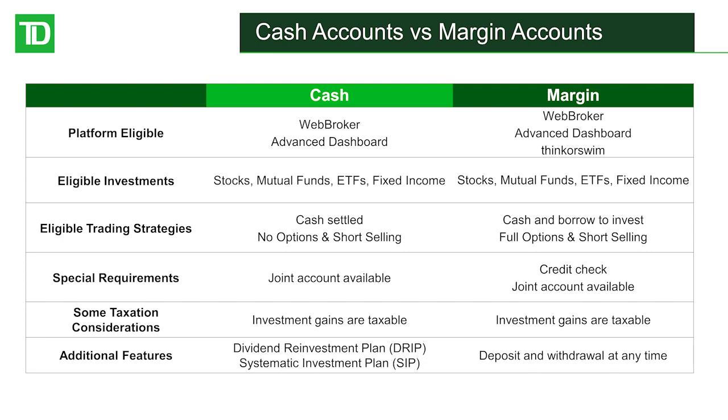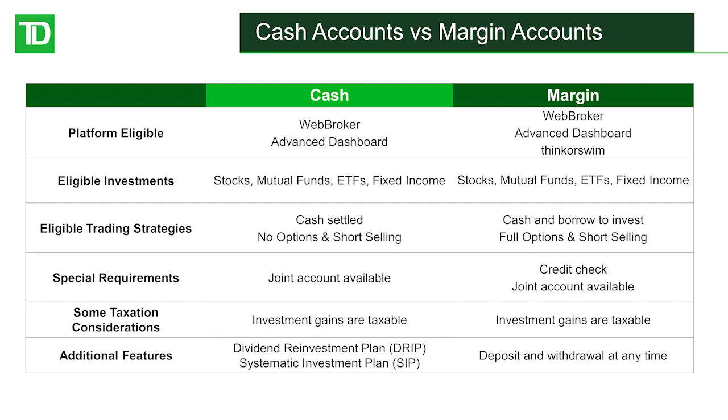So, for example, with a cash account, clients who set it up are able to invest in stocks, mutual funds, exchange traded funds, fixed income. The benefit with the cash account is that it is cash settled. Clients use their own cash to invest, and you're able to open joint accounts with anybody in your household. The part that makes it non-registered is that all of the investment gains that you make within the account are going to be subject to tax. So at the end of the year, you are going to be receiving tax documents if you make any investment gains in your account.